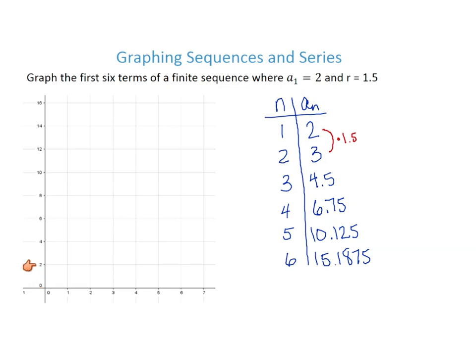So look to see how your axes are numbered. My y-axis is counting by 2's. My x-axis is counting by 1. So keep that in mind as you're plotting. So I've got 1, 2. Let me switch colors. So 1, 2, and then 2, 3. Then 3, 4.5.